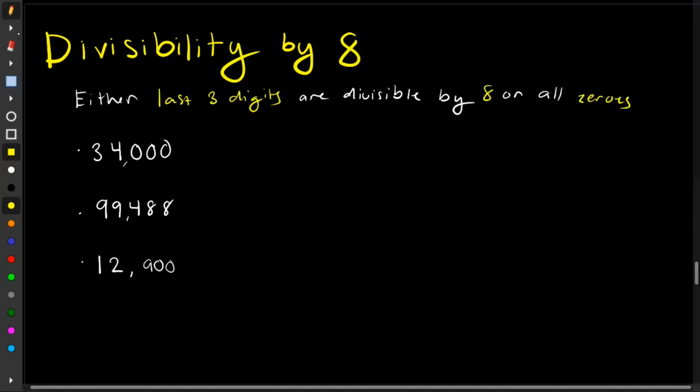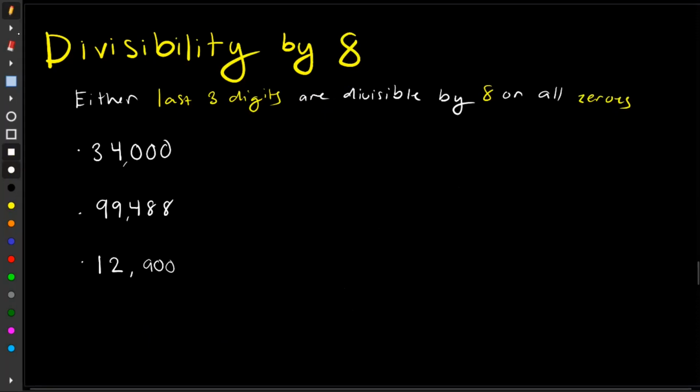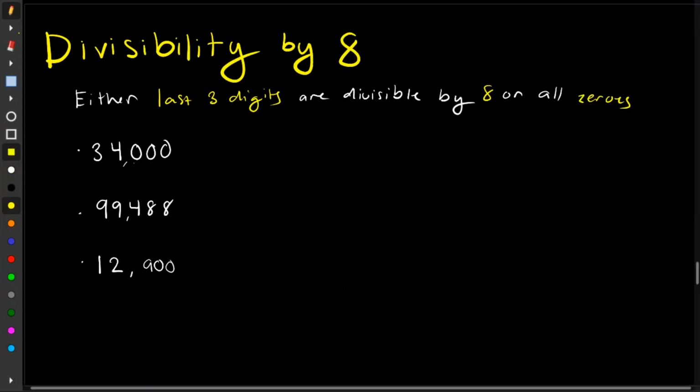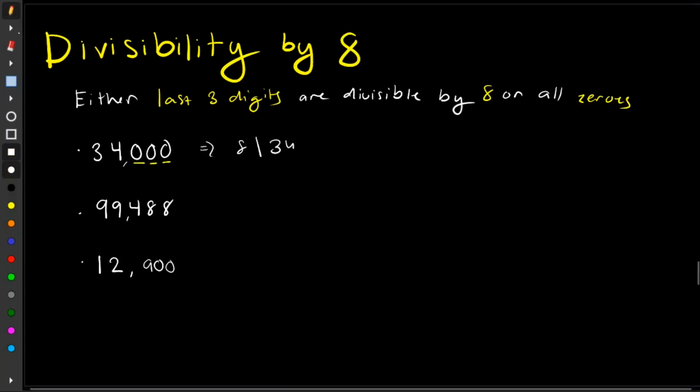Now for divisibility by 8, like in divisibility by 4, we check the last 3 digits and check if it is divisible by 8 or all zeros. So for this case, since these are all zeros, we can conclude that 8 divides 34,000.